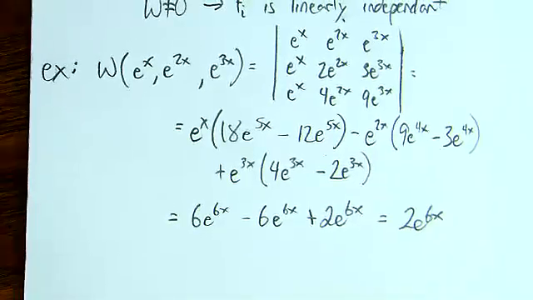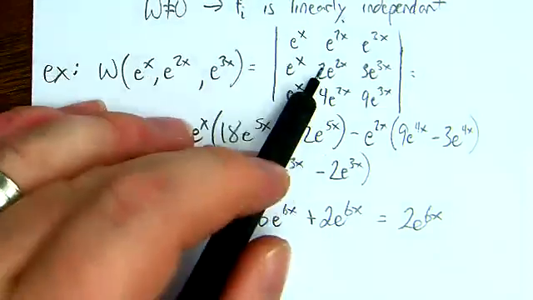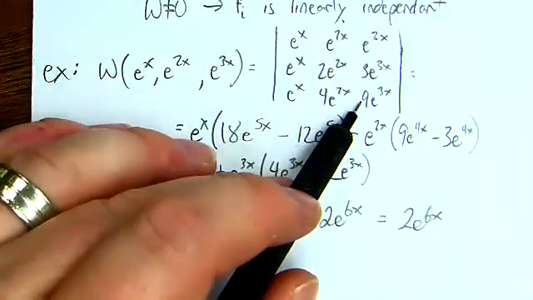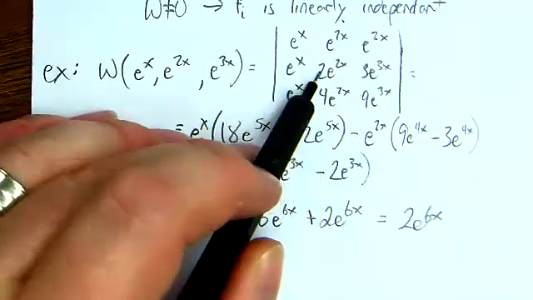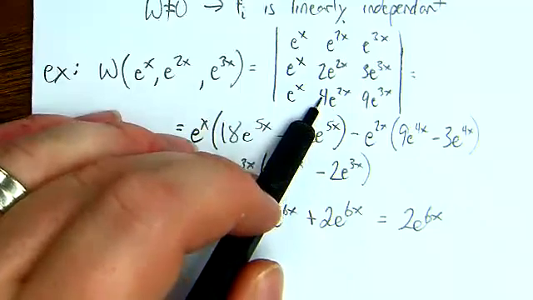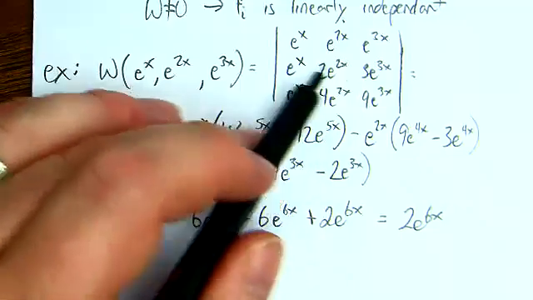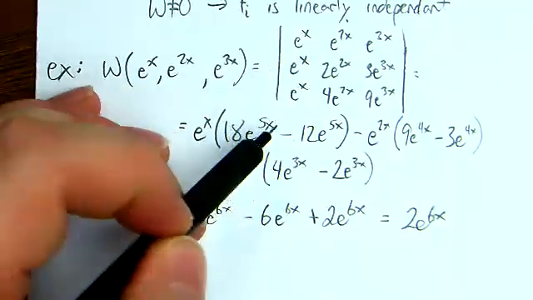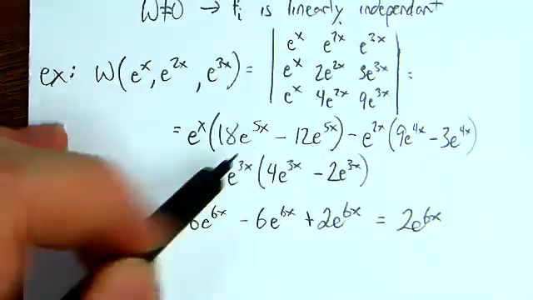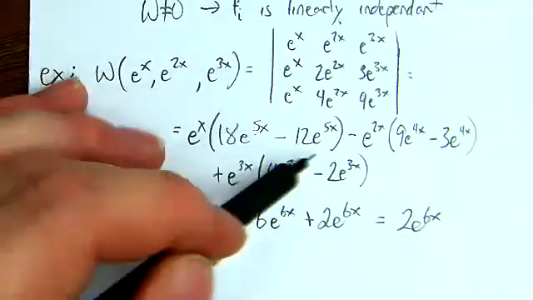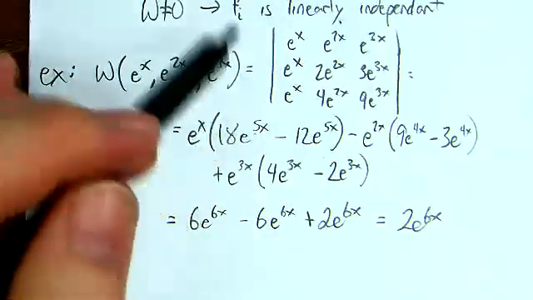Let's double check our work. We have e to the x times 18 minus 12. 9 times 2 is 18. 4 times 3 is 12. 18 minus 12 is indeed 6. And then I have e to the 5x times e to the x, so that checks out.